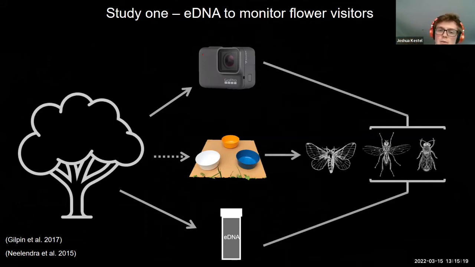Do you find, for example, that cameras detected these two flower visiting insect species and that eDNA found exactly the same ones? Or maybe cameras captured two, but eDNA only captured one, suggesting that this might not be the most effective technology to measure flower visiting insects. So what did we find?